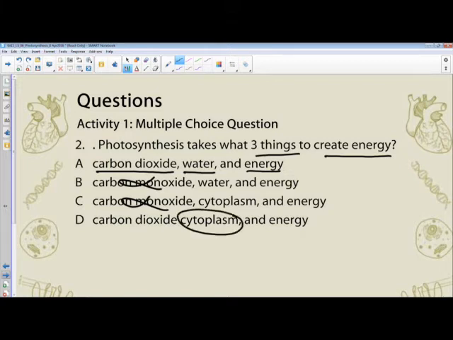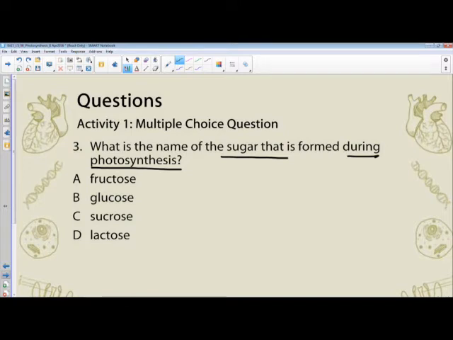Guys, we know that the cytoplasm is not where photosynthesis occurs. It occurs in the chloroplast, and if that was the chloroplast, it could have created a bit of doubt for us, and hence we know that the first option is the correct option. We need water, we need CO2 and energy, and that is energy from the sun, to produce carbohydrates. So if you got that right, well done.